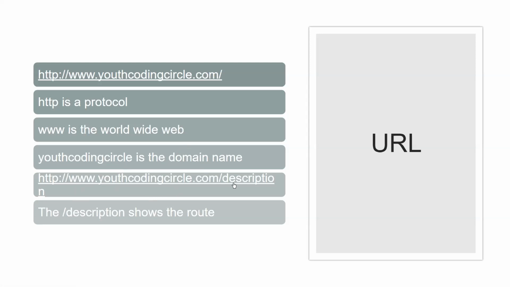So the route is basically when a website has a home page or another subpage. You guys probably know what I'm talking about. Usually in a menu, there are different pages inside that website. So if you have this /description, that would be the route that will take you to that page on the website.